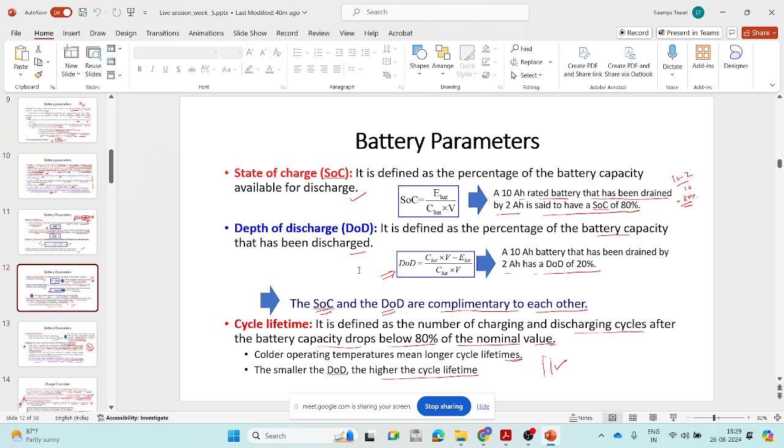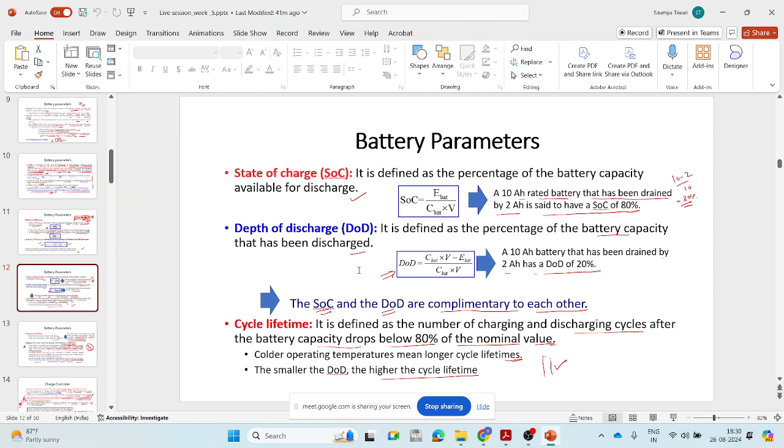Now state of charge and depth of discharge. State of charge basically tells what the state of charge of a battery is. Say your 10 ampere hour rated battery has been drained by 2 ampere hour, so its state of charge will be 80%. That means 80% of the capacity of the battery is still there that can be utilized. And depth of discharge, as the name suggests, is the percentage of the battery capacity that has been discharged, so 20% will be its depth of discharge. So these both are complementary.